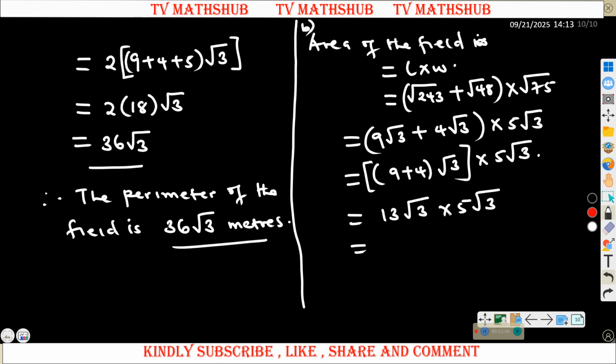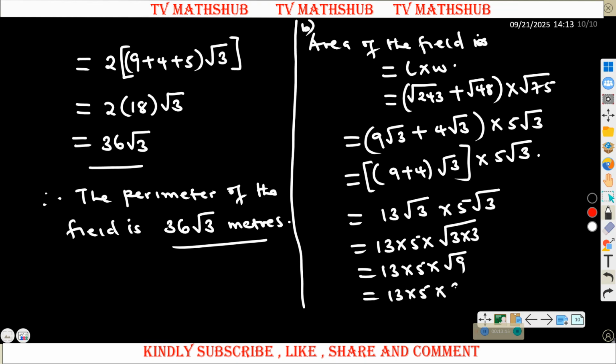So when you are multiplying here, don't multiply the 5 with the 3. 5 is not under the square root sign. So you will have 13 multiplied with 5. Multiply those ones which are outside, then also multiply those ones that are under the square root together, 3 with a 3. So this will be 13 times 5, that will be square root of 9. So you will have 13 times 5 times 3.